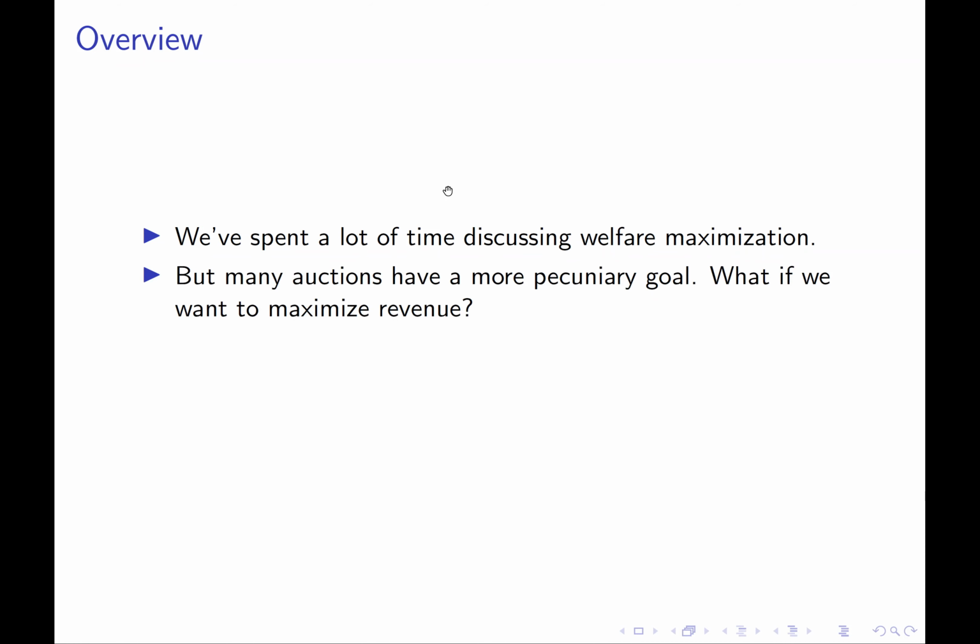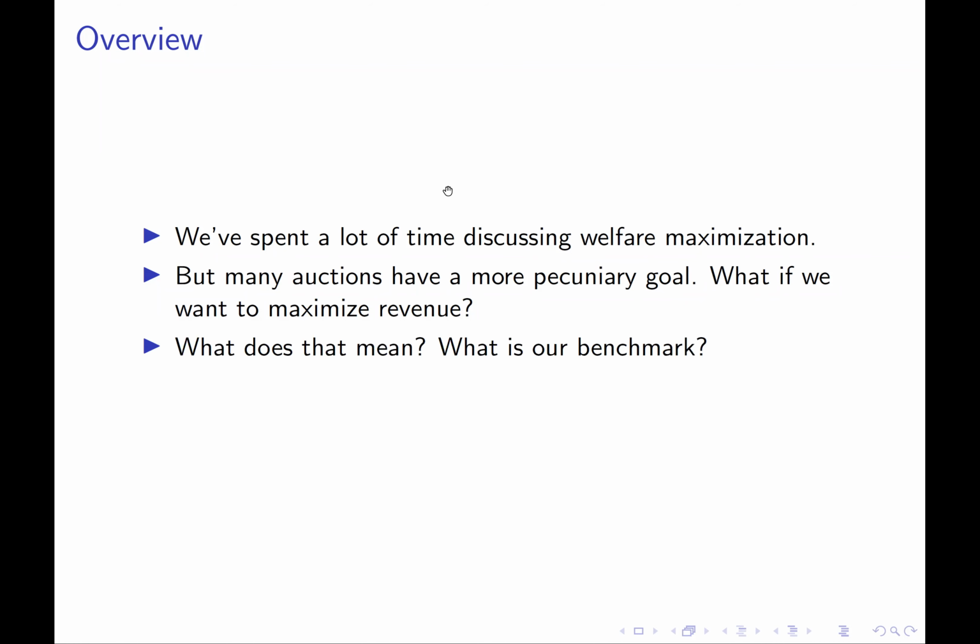But it's not the case that everybody who runs an auction has the goal of making the participants in the auction as happy as possible. Sometimes they want to make money as well, or even primarily. And that's what I want to study in this class and the next class, and actually maybe the next 4 or 5 classes. We're going to think about revenue maximization.